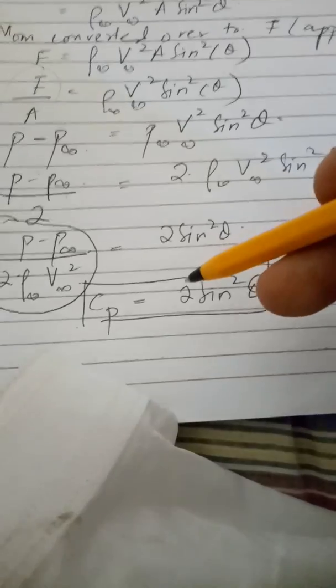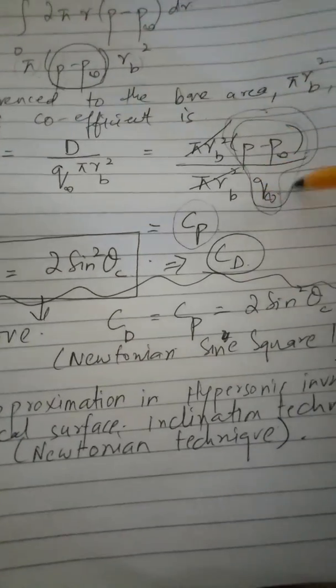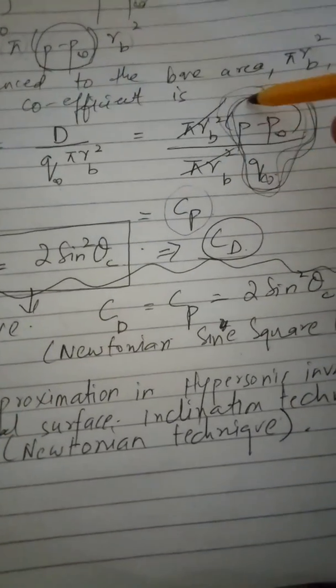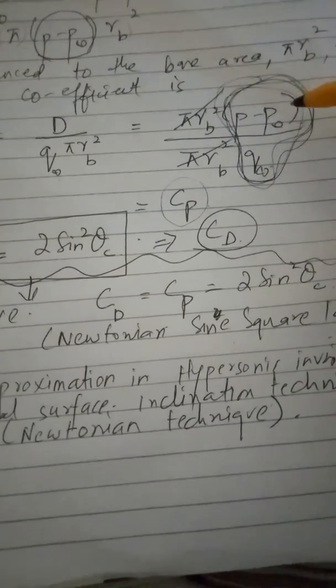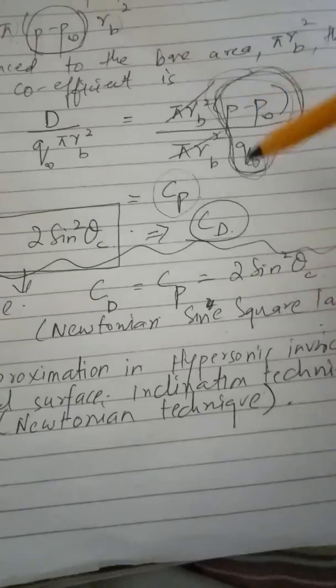So this is Cp is equal to 2 sine square of theta, and I have applied this in the example. Why have we taken it equal to the coefficient of pressure? Because we have learned that this whole stuff is also equal to the coefficient of pressure when we take it with the base area, which is pi rp square.